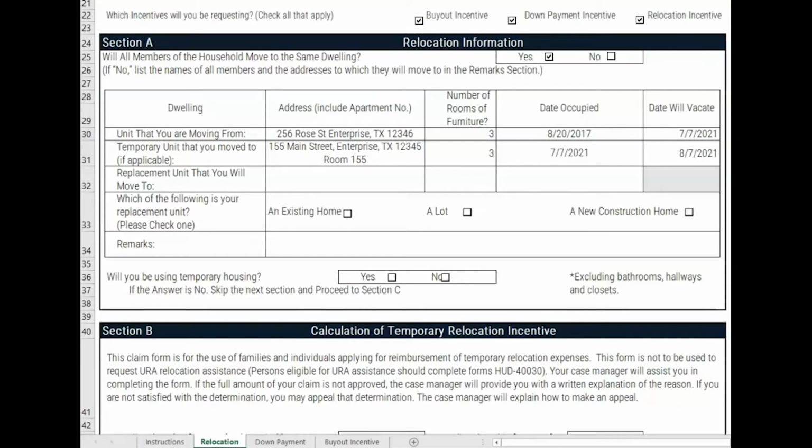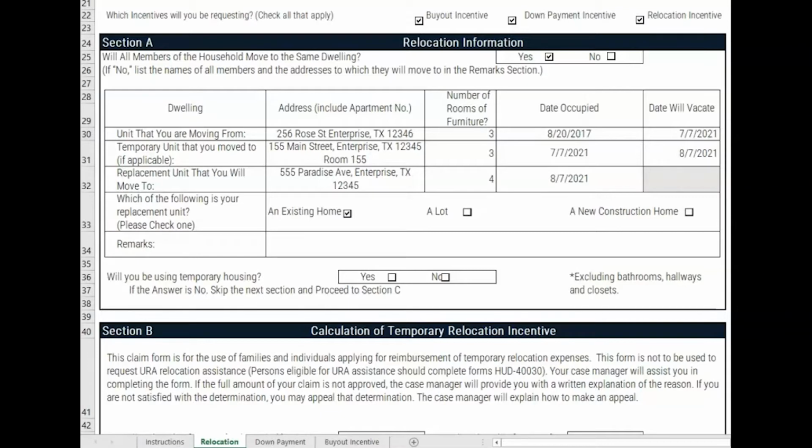In the next row, applicants will input information on the permanent unit that they will move into. They should input the address, number of rooms, and date occupied, or projected occupation date. In the fourth row in the table, applicants should check whether the permanent replacement unit is an existing home that they will buy, an empty lot that they will buy to construct on, or a new construction home. The next row is for information for household members moving to different households, or any other comments that would affect eligibility. If additional space is needed, applicants should attach a separate sheet titled Remarks.